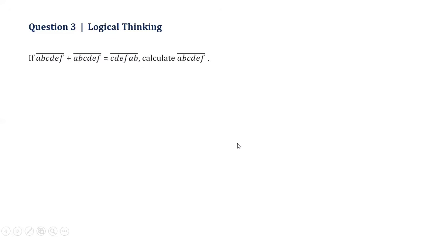Okay, number 3. If ABCDEF plus ABCDEF is equal to CDEFAB, calculate ABCDEF. The notation for this number is the same as in number 1. So this is a 6-digit number, and A, B, C, D, E, F are essentially 1-digit numbers.